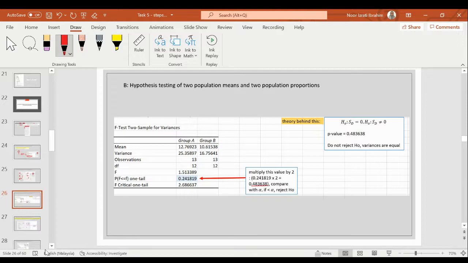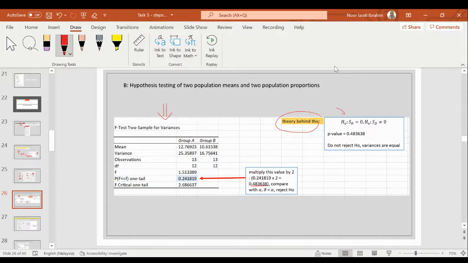Excel will provide you this output. Before I explain this output, let us see the theory behind this. This is to see whether the data set has equal variance or not. It still follows the 5 steps of hypothesis testing, and it will use the p-value.